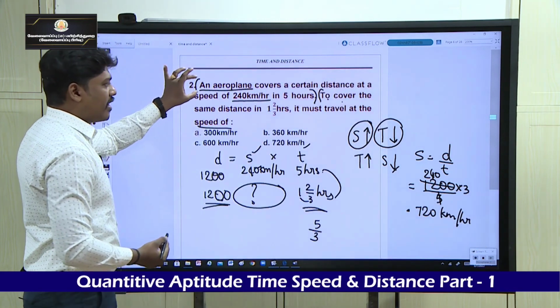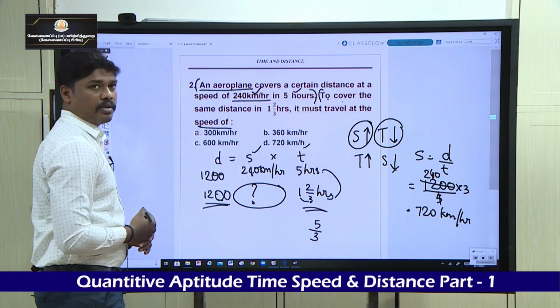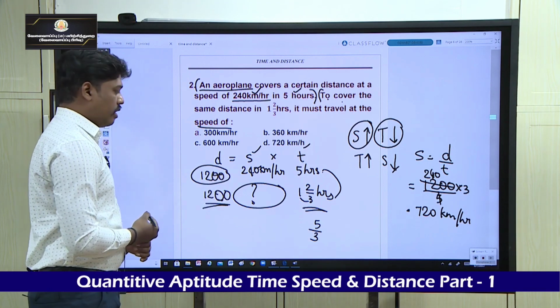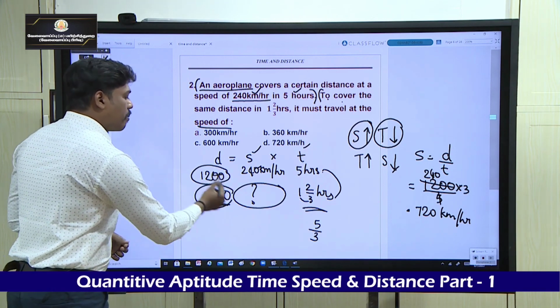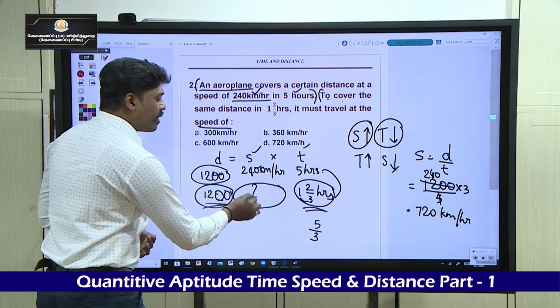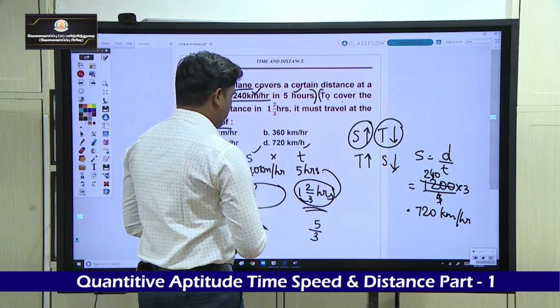So in the first part, they have given the speed as well as time. Using that we can find the distance here. Now, for the same distance, we have to cover it in 1 2/3 hours. They are asking what is the time taken. Okay, so they are asking what is the speed.